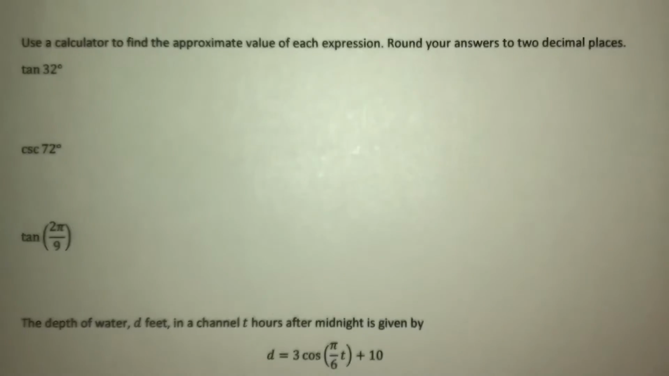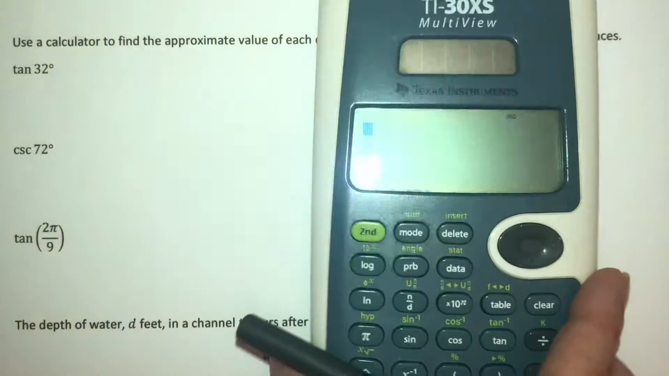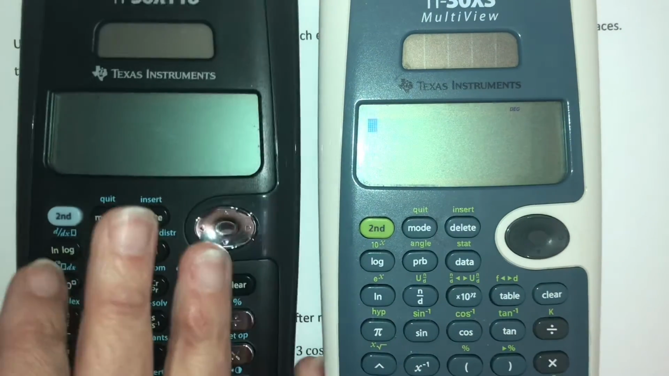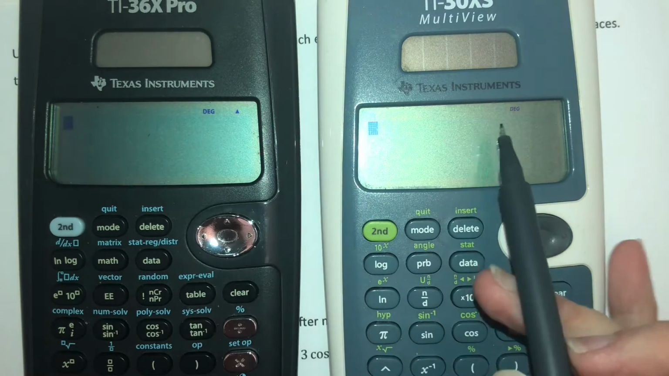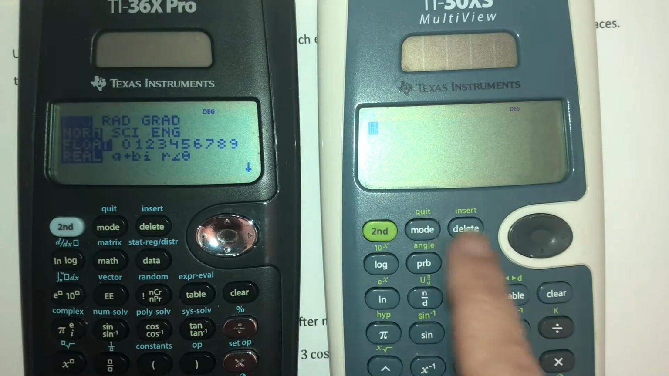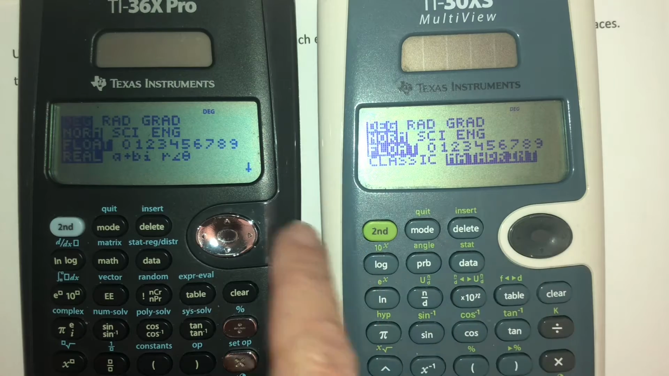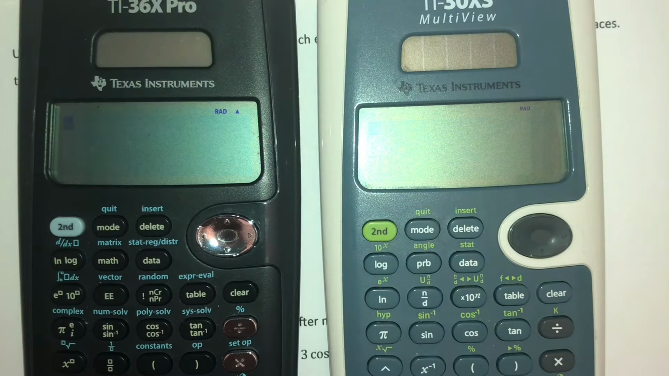Now, to use your calculator, you have to know how to switch back and forth between degrees and radians, and you have to make sure that your calculators are in the correct mode. So, if you have either of these two calculators, you can see that right here, it tells you that you are in degrees. To change it, you'll hit mode on either of them. You go over, select radians, and then quit, and you'll see right here that it's changed to radians.